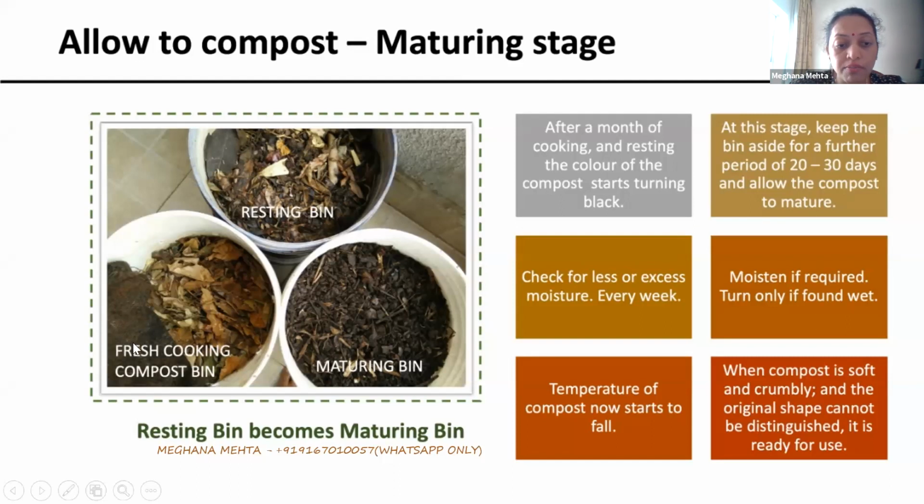So the fresh cooking compost bin is the bin in which we are making the layers. Once that is full, it gets converted into the resting bin. Then after some days, every week you will be churning this resting bin and checking the moisture level. If you find it has become dry, you will sprinkle some water and cover it again with a damp cloth, if the weather conditions in your region are dry.